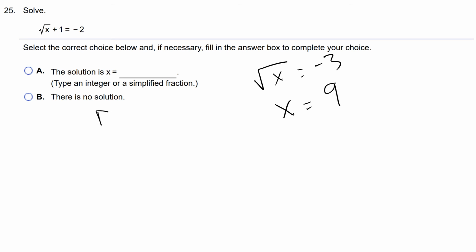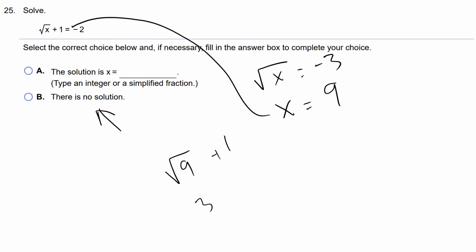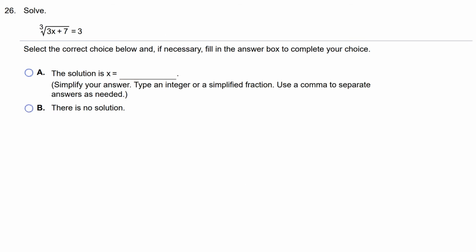But I want you to notice when we're doing radical equations, one of the options is there is no solution. If we take that x equals 9 and plug it back in, we get the square root of 9 is 3, plus 1 is 4. But it wasn't supposed to be 4. It was supposed to be -2. So this actually is a no solution. It's what we call an extraneous solution, because even though we got it by getting the radical by itself and squaring both sides, we ended up with something that is impossible. It didn't actually solve the equation.